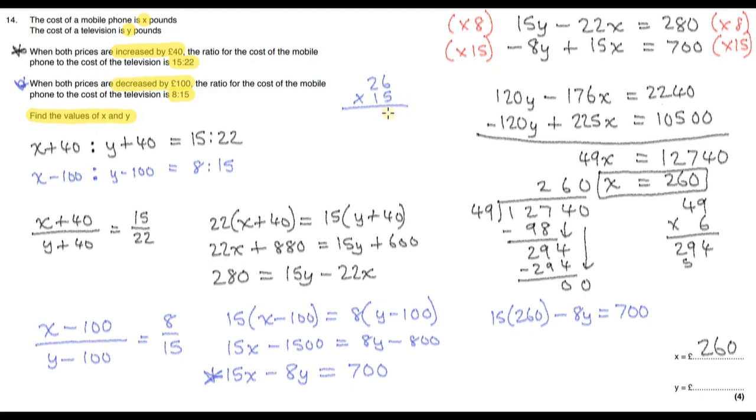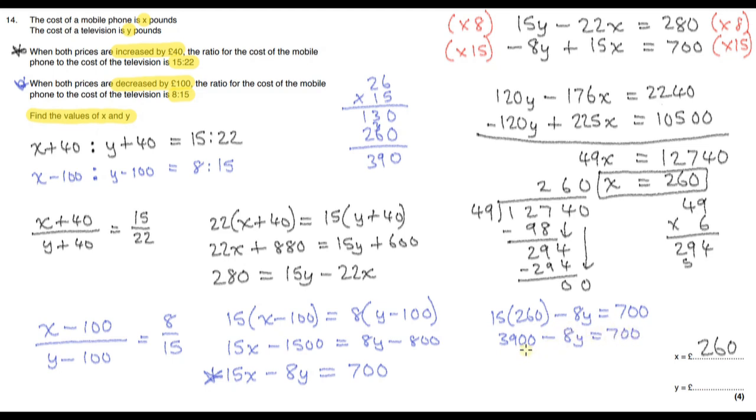6 times 5 is 30. 2 times 5 is 10, plus 3 is 13. Put the 0. 1 times 6 is 6. 1 times 2 is 2. Add them together. 0, 9, 3. So that's 26 times 15, but we got 260. So we just need to add a 0 onto this. So it's going to be 3,900 minus 8y is equal to 700.